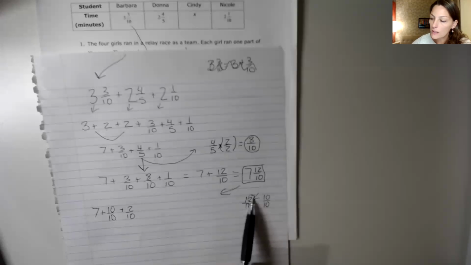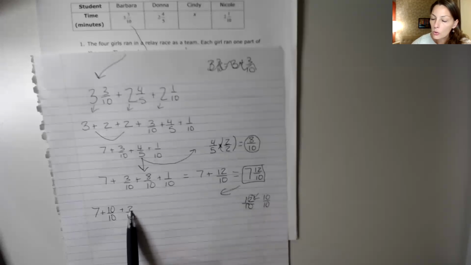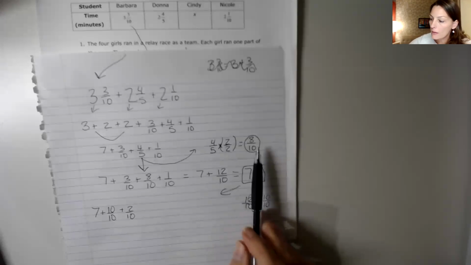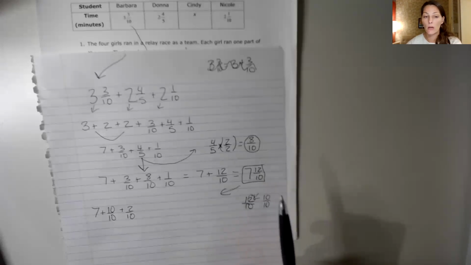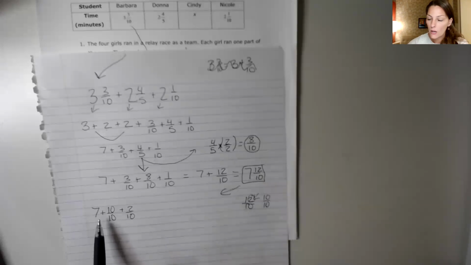Okay, so we did that because we want the numerator to be smaller than the denominator. When you have the numerator larger, we call that an improper fraction, and we've got to fix it unless the problem tells you to leave it that way. Okay, so now I can add here.